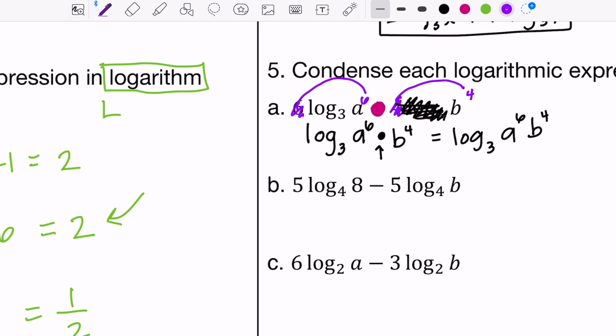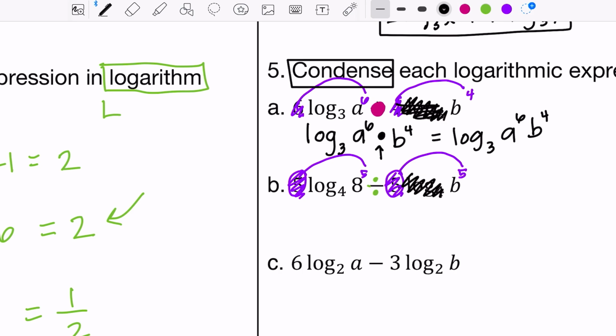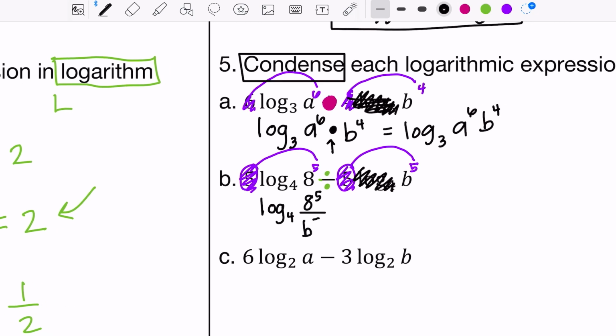Okay, same thing here. We're going to bring that up, cross it off so we don't get confused. That 5 is going to go there. Then I'm going to change this subtraction to division. And I'm going to cross off this log because when you condense, that means make it smaller. Okay, and so now I'm just going to copy what I've written. Log base 4 of 8 to the 5th divided by, let's use a fraction bar instead of the division sign, and then b to the 5th.